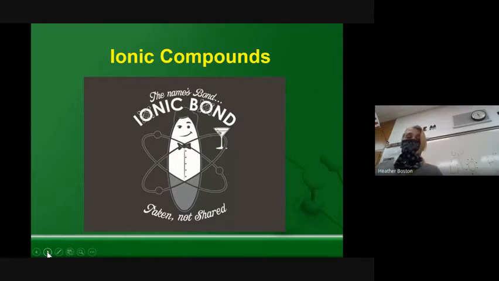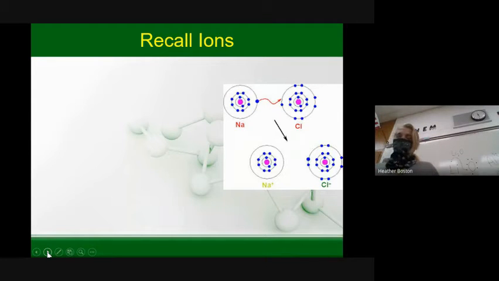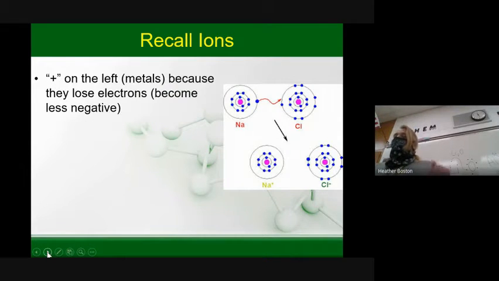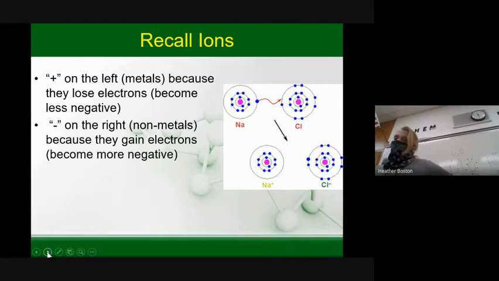The difference between ionic and the other type, which is covalent, is the fact that ionic bonds are made by exchanging electrons. So metals donate electrons, non-metals take them. All right, let's recall what we already know about ions. Metals are losers. They lose electrons. They become less negative, so they're losing the negativity, and they become positive cations. Non-metals gain electrons. They become more negative, and they end up having a negative charge.